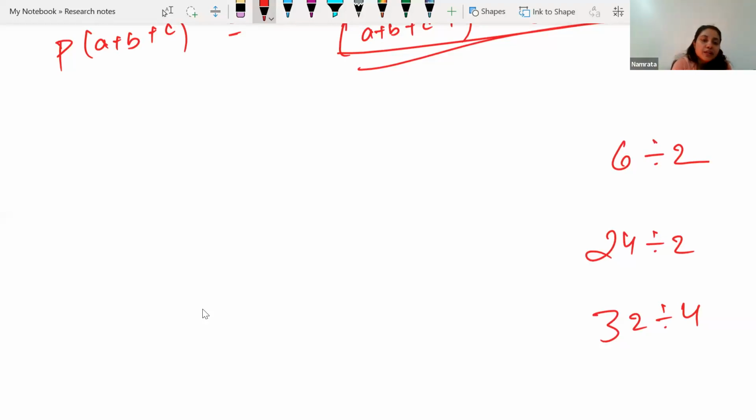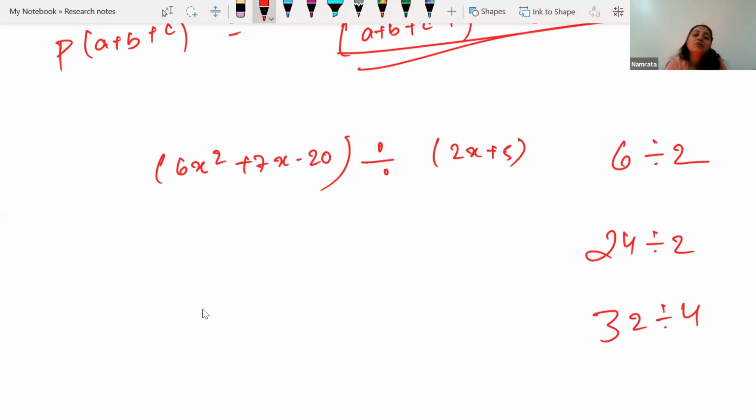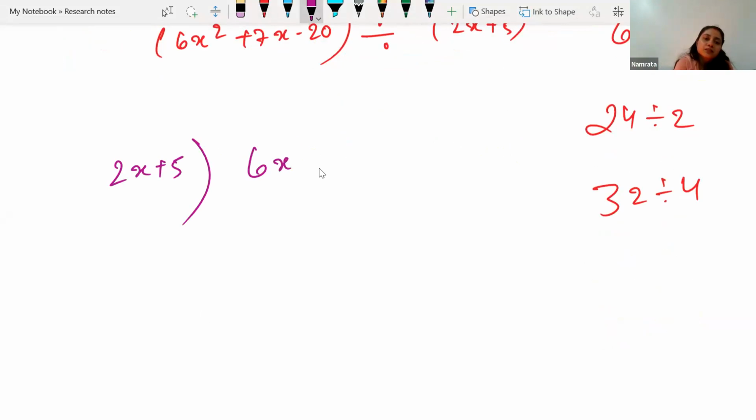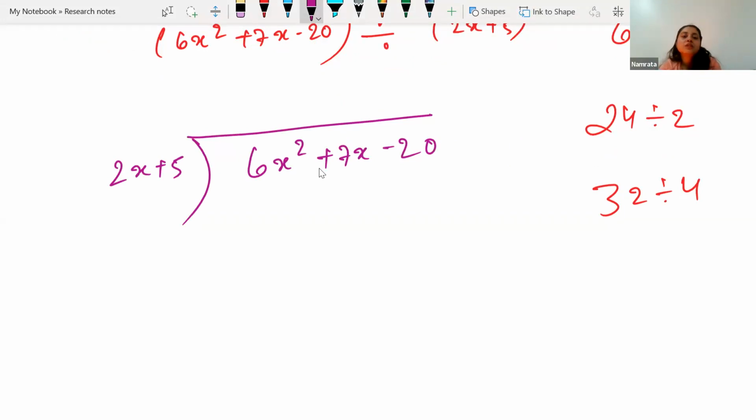So if we are having, let's say, 6x square plus 7x minus 20, and we have to divide this polynomial by 2x plus 5, then how will we do the division? Let's see. I am going to take 2x plus 5 as it is, then 6x square plus 7x minus 20. This is how we will write it, and then we will do the division.